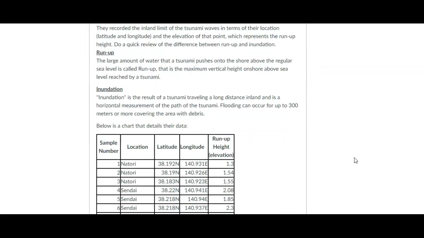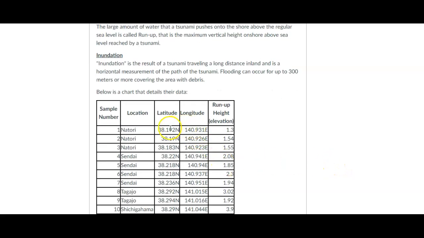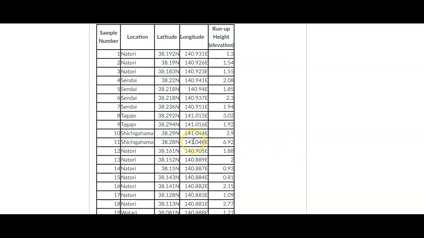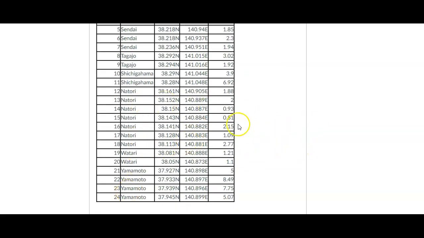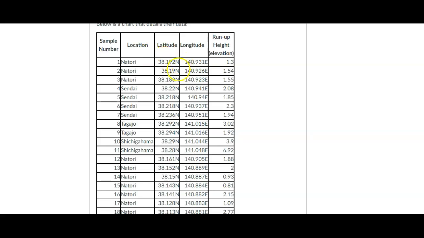What I'd like you to do in the first couple questions here is plot the locations of each of these points here. There are 24 points. They each have a different longitude and latitude. Because your mission here, once you plot them in Google Earth, is to figure out which one was the closest, which one was the farthest.